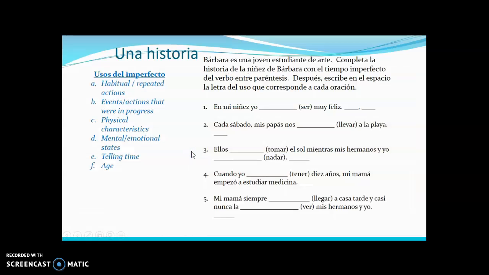Now what I would like you to do is pause this on this screen. Okay, we have Bárbara es una joven estudiante de arte. Completa la historia de la niñez de Bárbara con el tiempo imperfecto del verbo entre paréntesis. Después escribe en el espacio la letra del uso que corresponde a cada oración. So go ahead and pause right here for a moment and fill in what form of the verb is needed in the imperfect, and then put, okay, was this use for habitual repeated actions? Were these events or actions that were in progress? Were these physical characteristics? Were these mental or emotional states? Were we telling time? Or were we giving age? Okay, so pause.